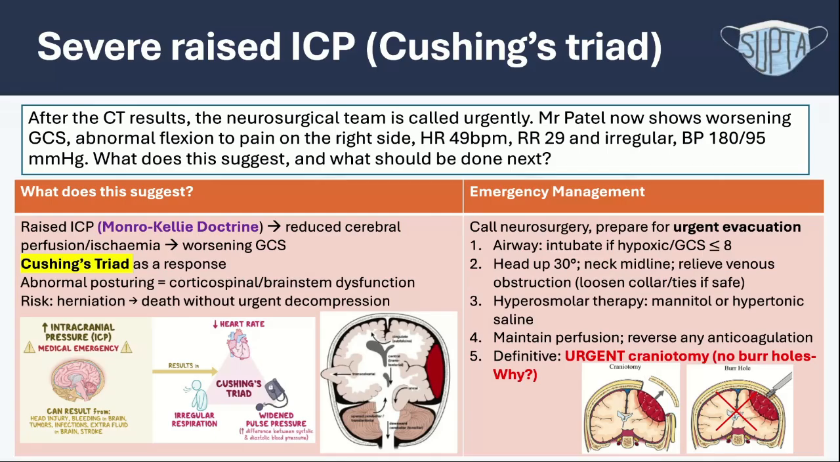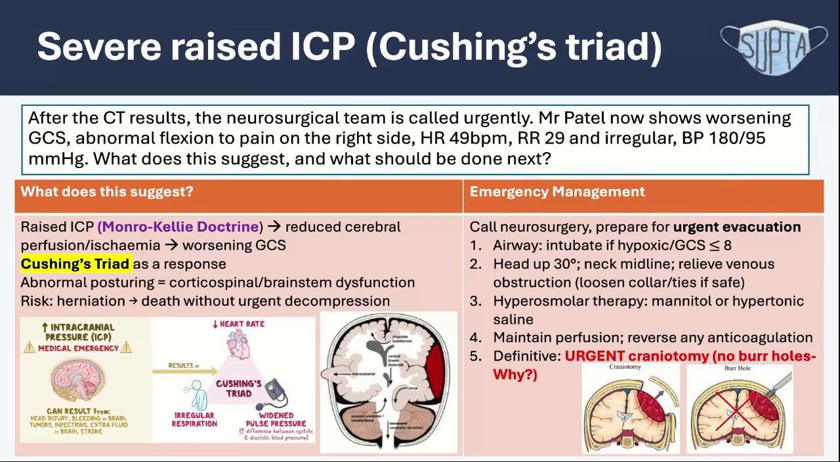Now, another important thing is the Monro-Kelly doctrine. This links to what I've talked about right now, and tells us that the skull is a fixed space containing brain tissue, blood, and CSF. If one component expands significantly and the others can't compensate any longer, the intracranial pressure rises sharply.